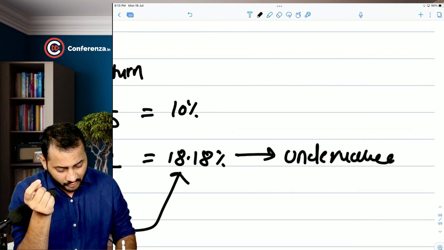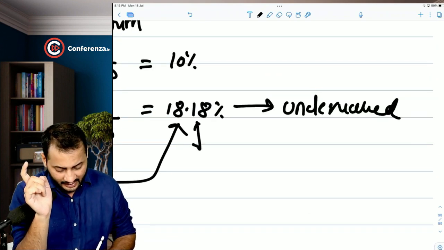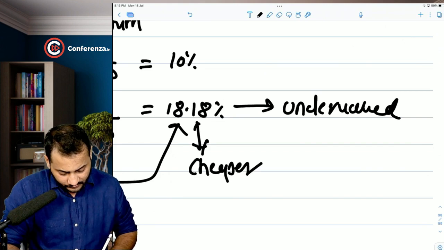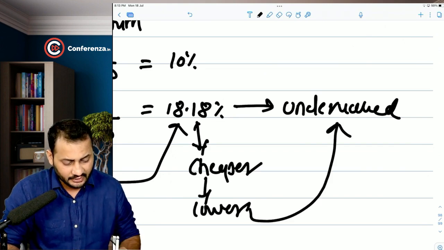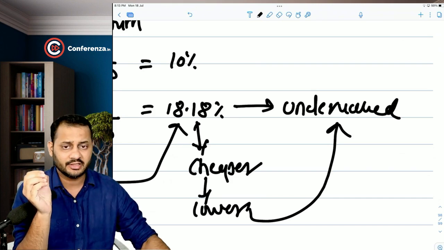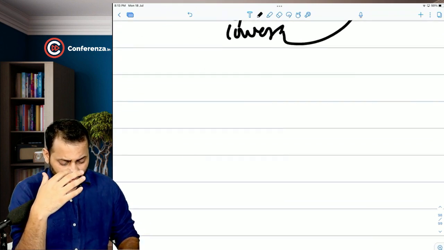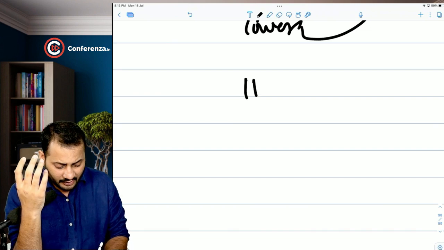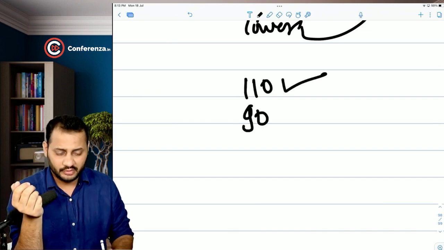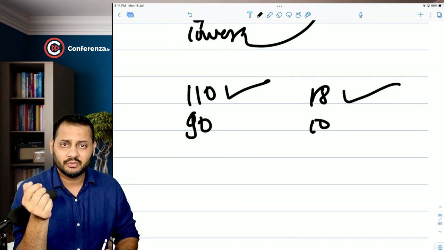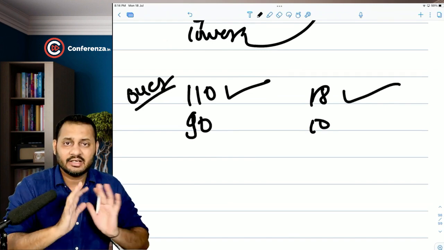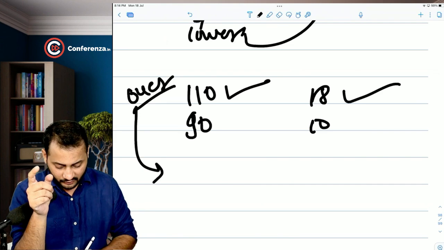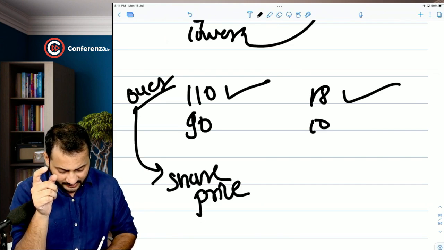Why? Because the return is higher since we might have purchased the share at a lower, cheaper price, and that's why it is undervalued. Lots of students make this mistake. They get so confused that they think 110 and 90, so this is overvalued; 18 and 10, so this is overvalued. Over doesn't mean a higher number. Overvalued is in terms of share price. This is what is important.